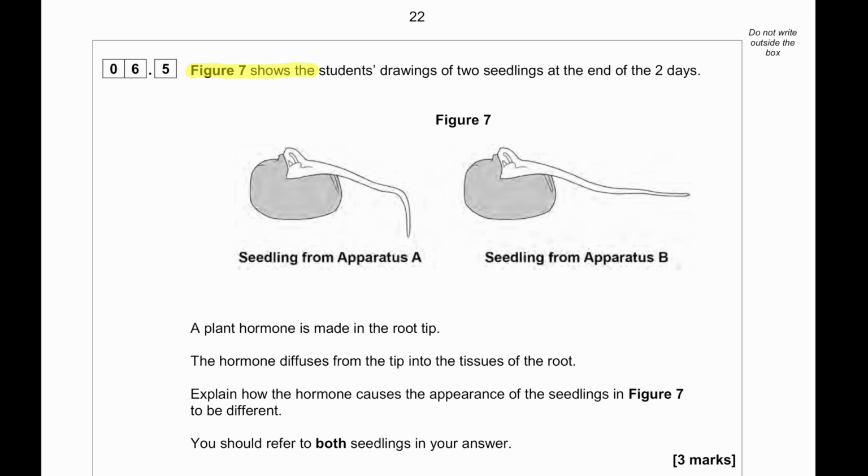Figure 7 shows the student's drawing of two seedlings at the end of 2 days. We can see in the seedling from apparatus A, the growth has gone downwards. So we'll say it curves downwards. In the seedling from apparatus B, we can see the root keeps on growing straight.